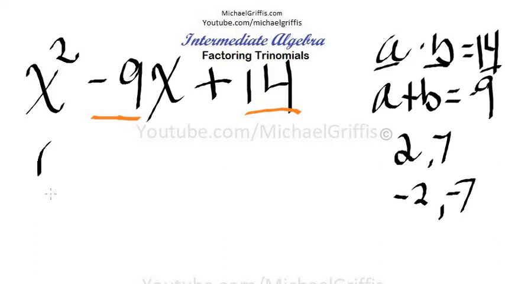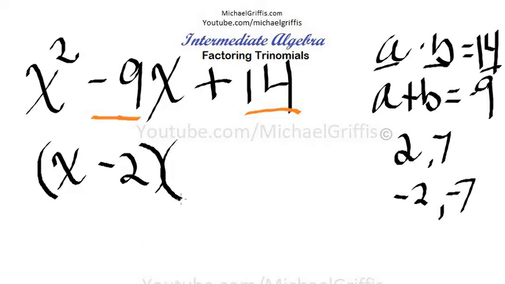So now we're going to come over here. x minus 2 times x minus 7. Now, the good news is we can always check our work.